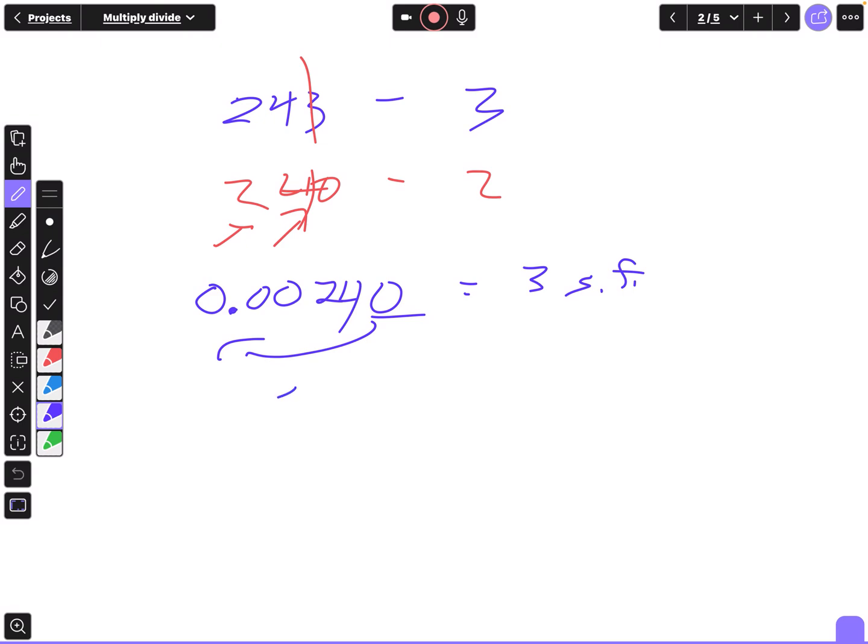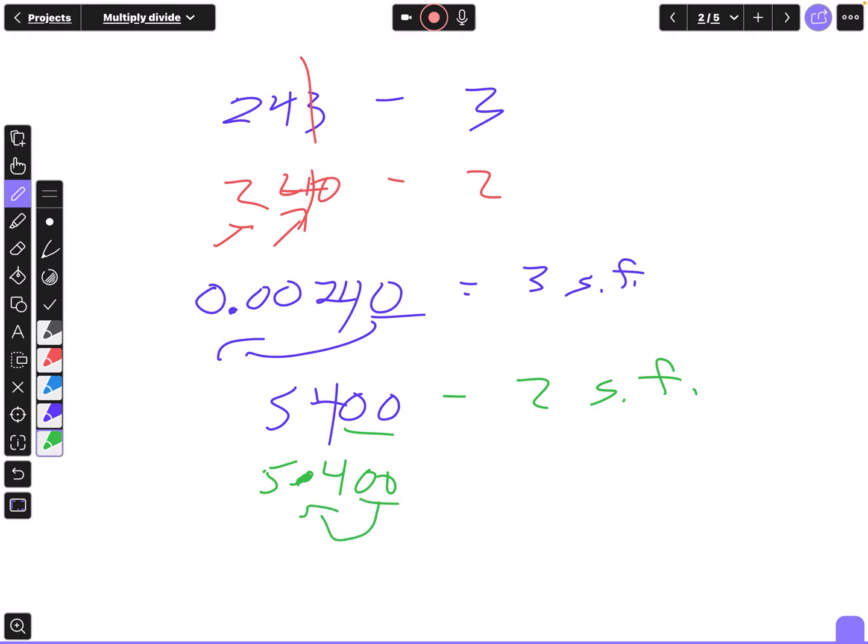Now, if I had a number like 5,400, my rule says that zeros that come after numbers are not significant unless there's a decimal. Those 2 zeros would not be significant, so that would only be 2 significant figures. Now, if I added a decimal in there, if I had 5.400, my rule says zeros that come after numbers, like these last 2, are not significant unless there's a decimal. That decimal makes those 2 zeros significant, so that would be 4 significant figures.